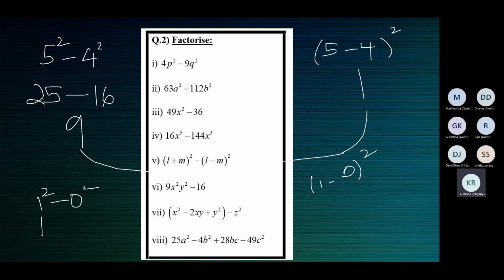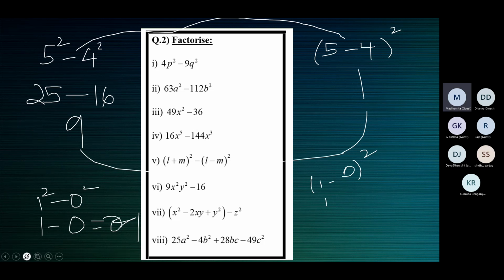What is 1 square? 1. Minus 0 square, 0. 1 minus 0 is, oh sorry, 1 minus 0 is 1. And here, 1 minus 0 the whole square, 1 minus 0 is 1. 1 square is 1. Yeah, here it works. This doesn't mean that a square minus b square is a minus b the whole square. It doesn't work here. If it works, it should work everywhere.